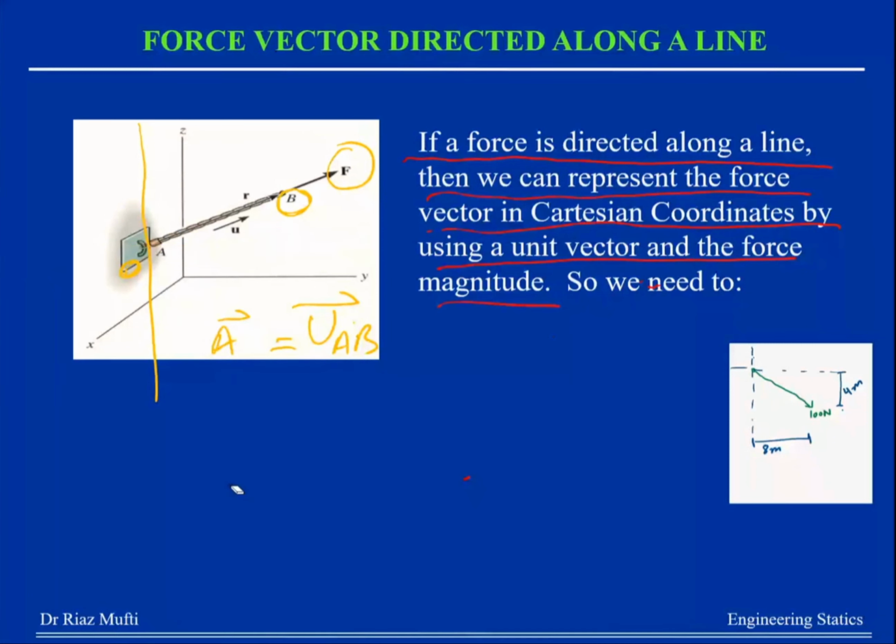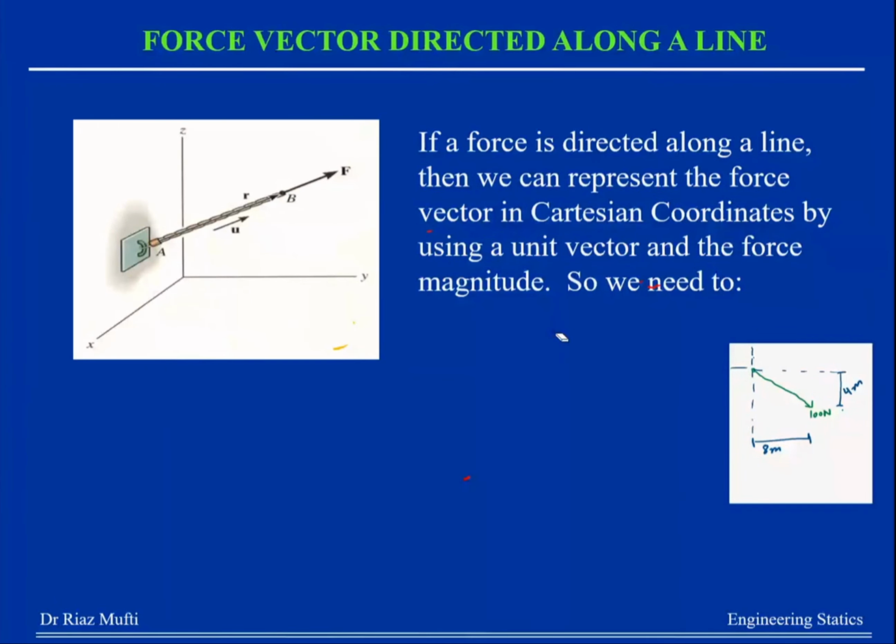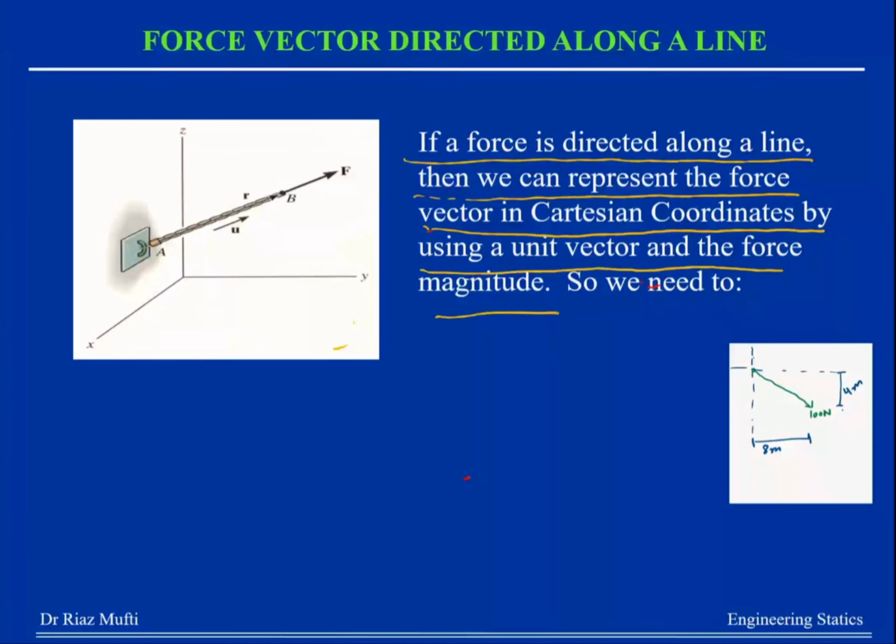So what it says here is that if a force is directed along a line, then we can represent the force vector in Cartesian coordinates by using a unit vector and the force magnitude. The unit vector we'll get from the position vector. And that same unit vector is then applied to the force because the unit vector is the same. Position vector is the position, location, and force vector is a force.